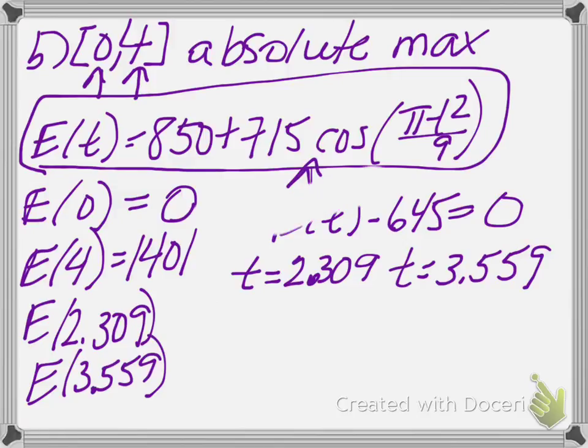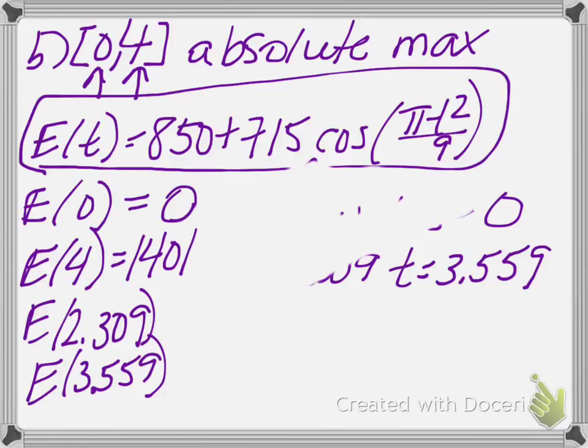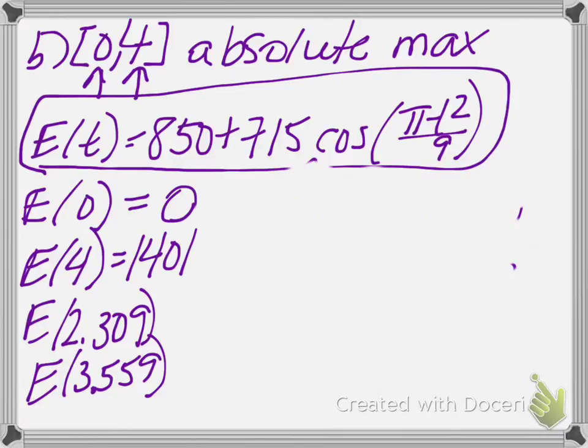Okay, I'm going to erase this. Okay, so you might be wondering, why can't you just take the 2.309 and plug it into this function? You can't do that because that's going to give you the amount of sewage at exactly that time. But you have to remember, this was an ongoing process.